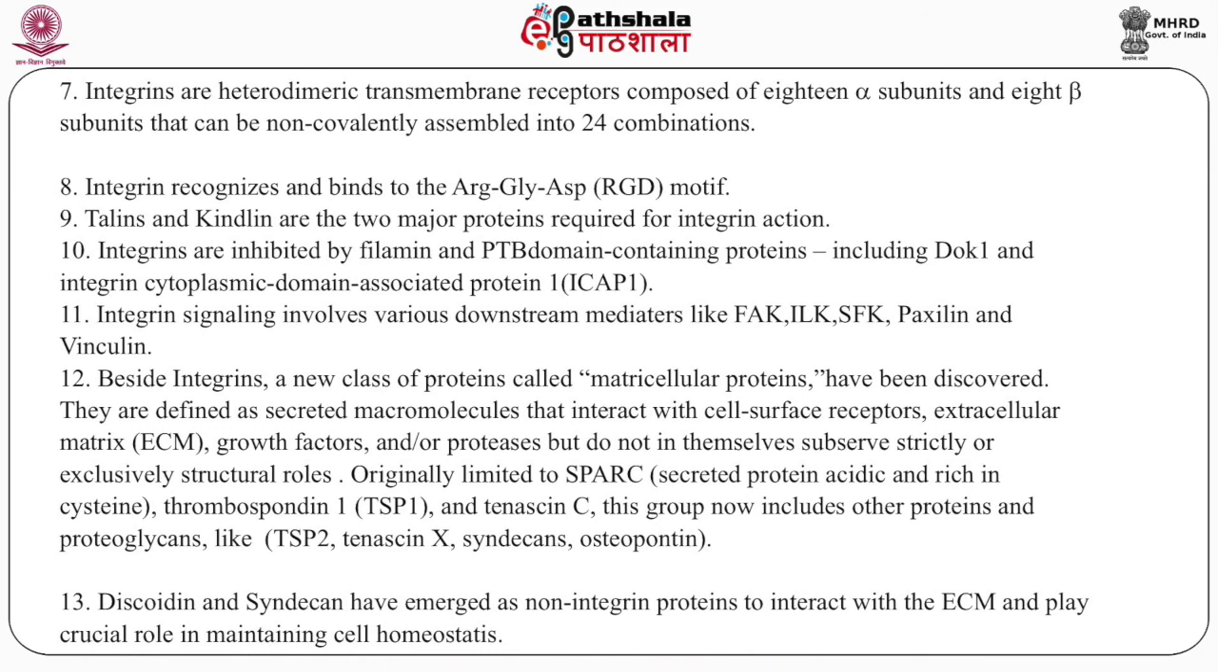Besides integrins, a new class of proteins called the matricellular proteins have been discovered. They are defined as secreted macromolecules that interact with cell surface receptors or the ECM, growth factors and proteases, but do not themselves play exclusively structural roles. Originally limited to SPARC, now there are other matricellular proteins called tenascin and thrombospondin.